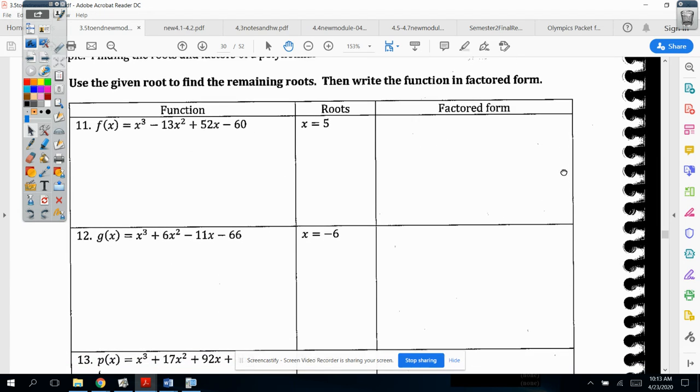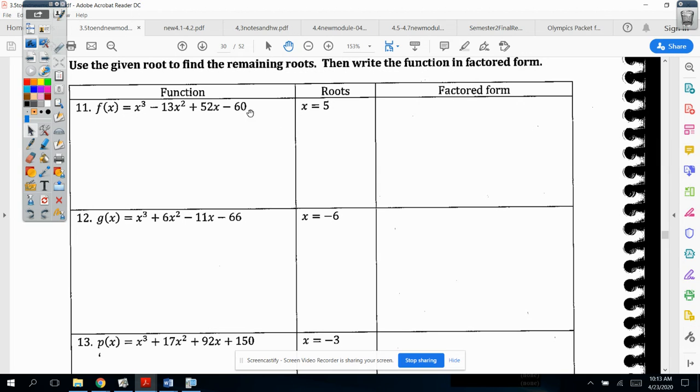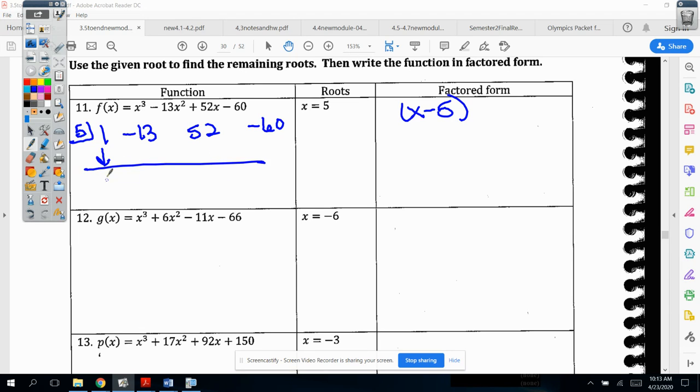This is just like the examples in the notes. They're telling you one root and you're going to find the others. You could use your calculator to help you with this, or you could use division. If you have a root of 5, that means x minus 5 is a factor. You could put 5 in the box and the coefficients beside it. You will get a remainder of 0. If it's a factor, it divides evenly.